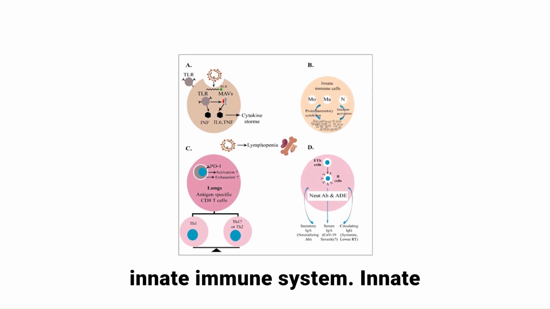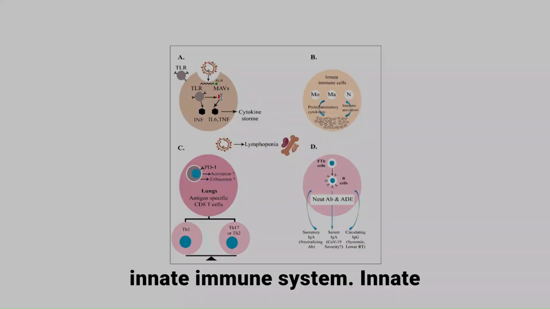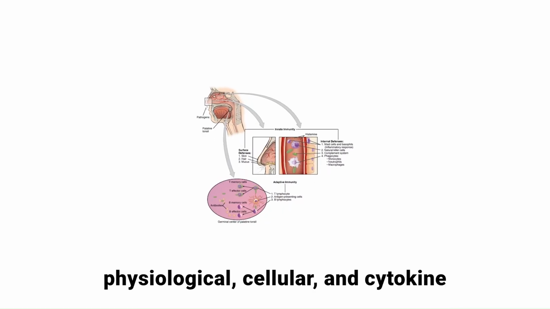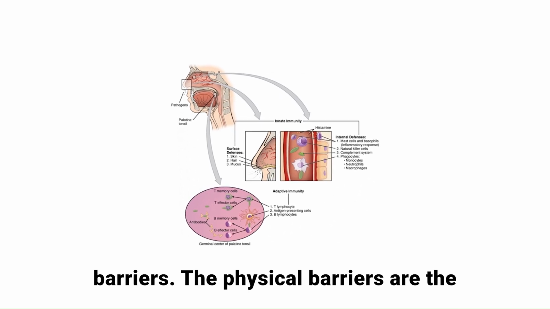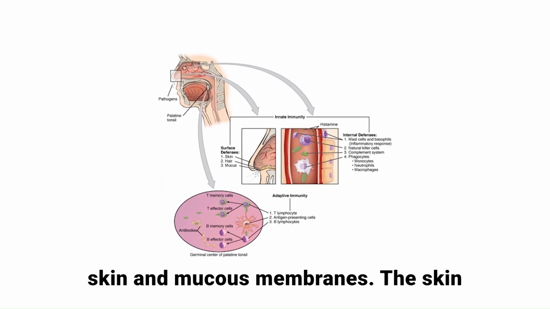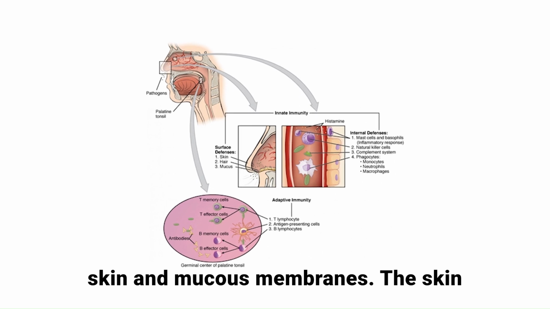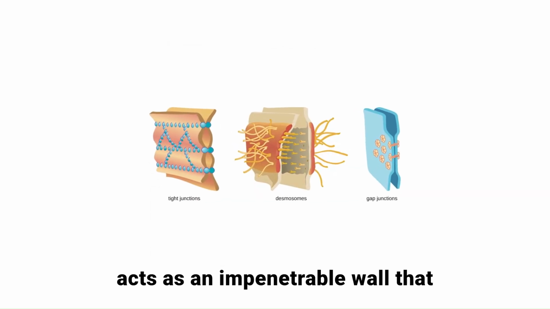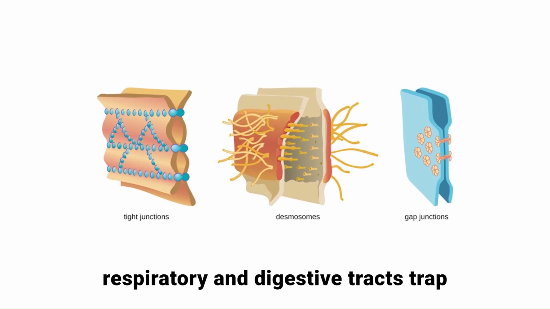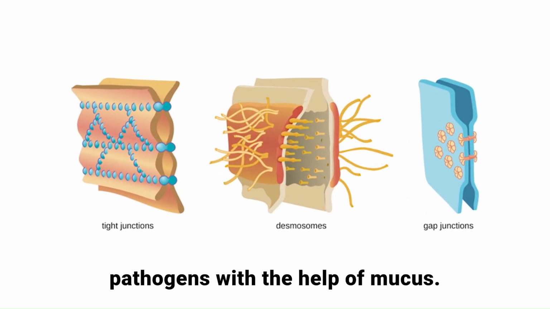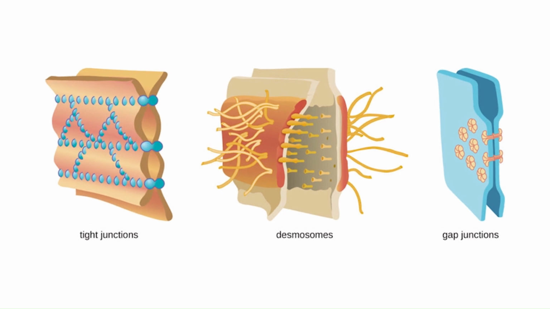Let's begin with the innate immune system. Innate immunity includes physical, physiological, cellular, and cytokine barriers. The physical barriers are the skin and mucous membranes. The skin acts as an impenetrable wall that prevents the entry of microorganisms, while the mucous membranes lining the respiratory and digestive tracts trap pathogens with the help of mucus.